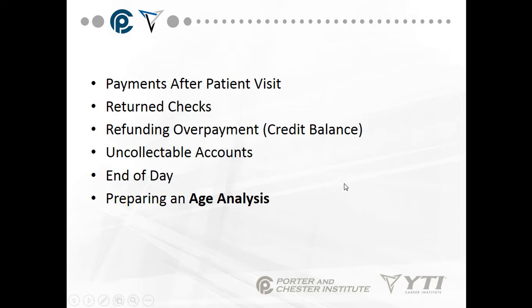At the end of the day, we're going to tally how much we collected during that day and how much was billed. So we're going to have an end of day report. And what about preparing an age analysis? An age analysis will tell you what the outstanding collection monies are on a 30, 60, 90, and 120-day basis. And it can be from the insurance companies.